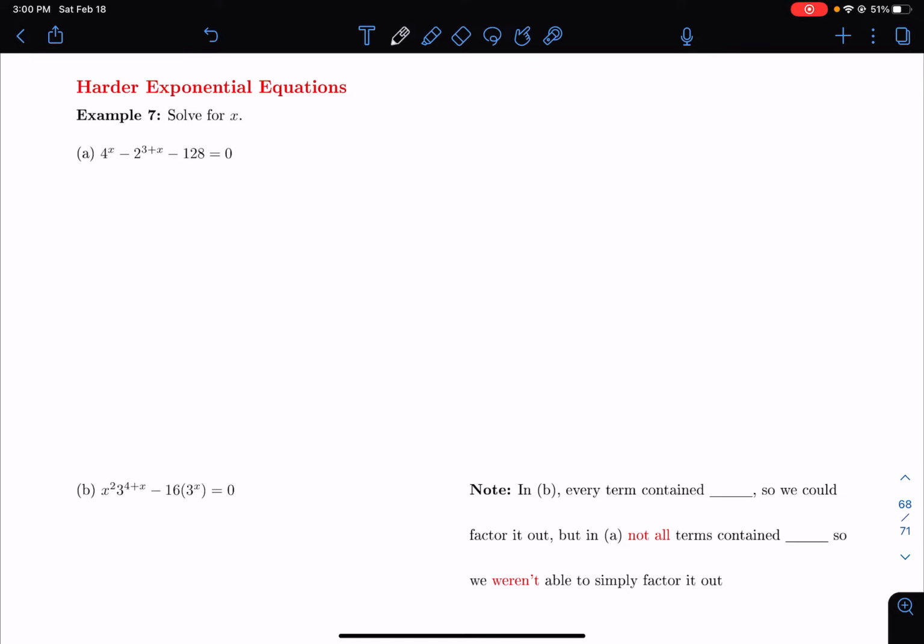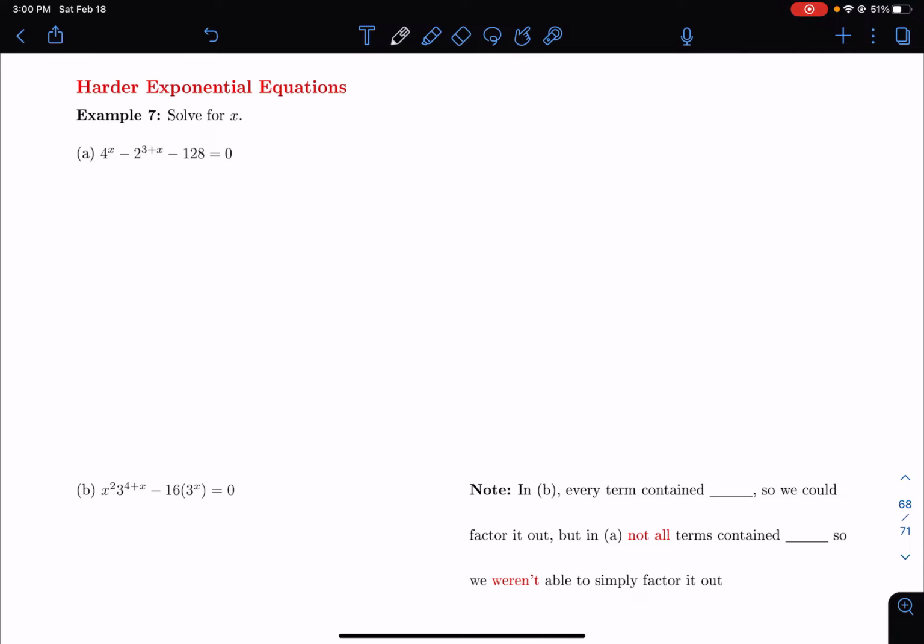In this video, we're continuing section 5.1 on exponential functions, and we're going to solve some harder exponential equations. So let's get right into an example. So we have 4 to the x power minus 2 to the 3 plus x minus 128 equals 0.